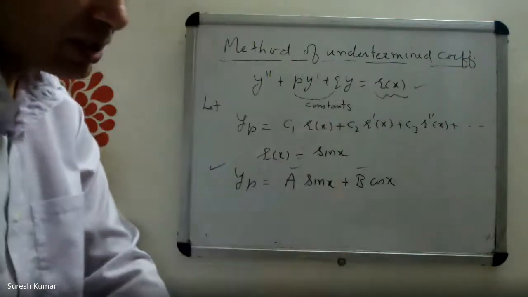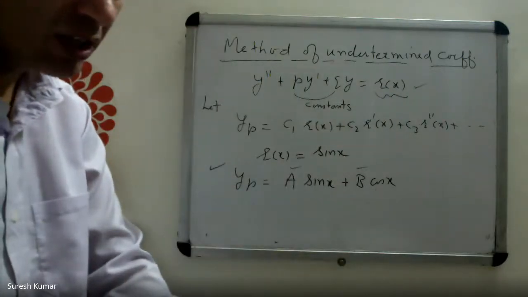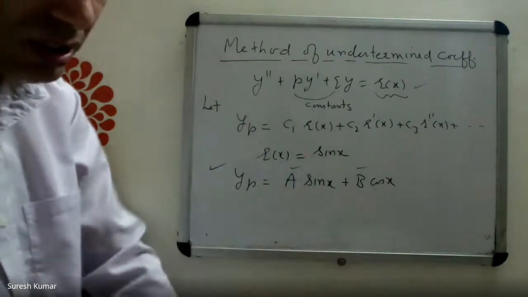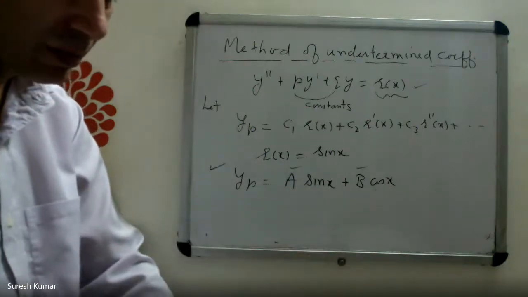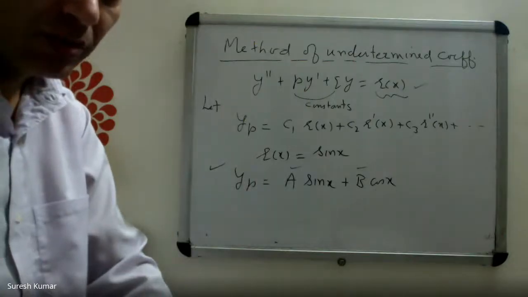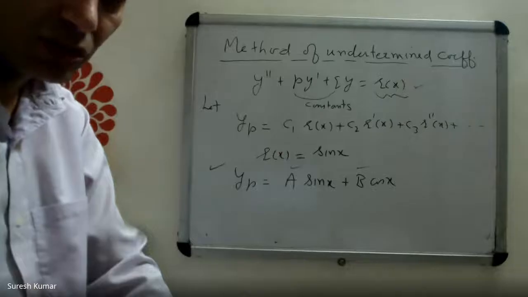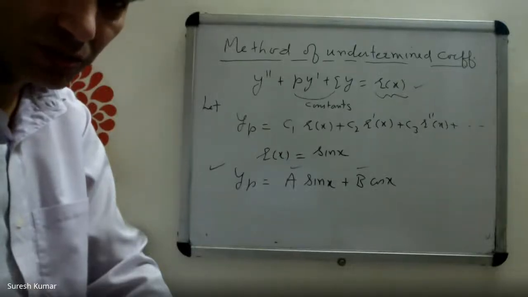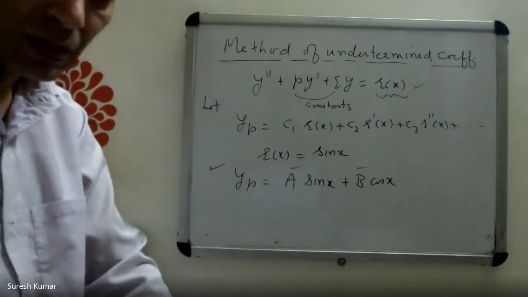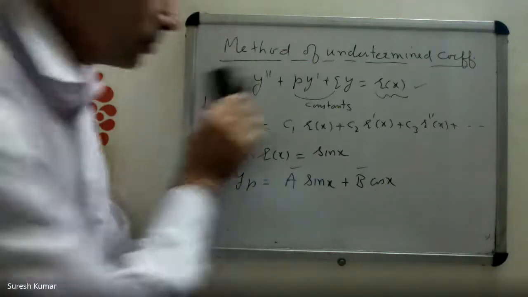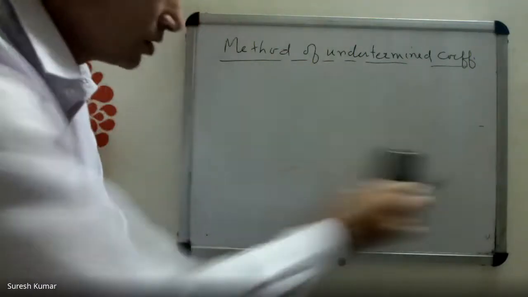Then equate the coefficients of like terms on both sides. You will have some relations between these unknown constants and you will find them. So let's see a problem. It's a very easy method, but you should understand the restrictions also. Let's do a problem on the method of undetermined coefficients.